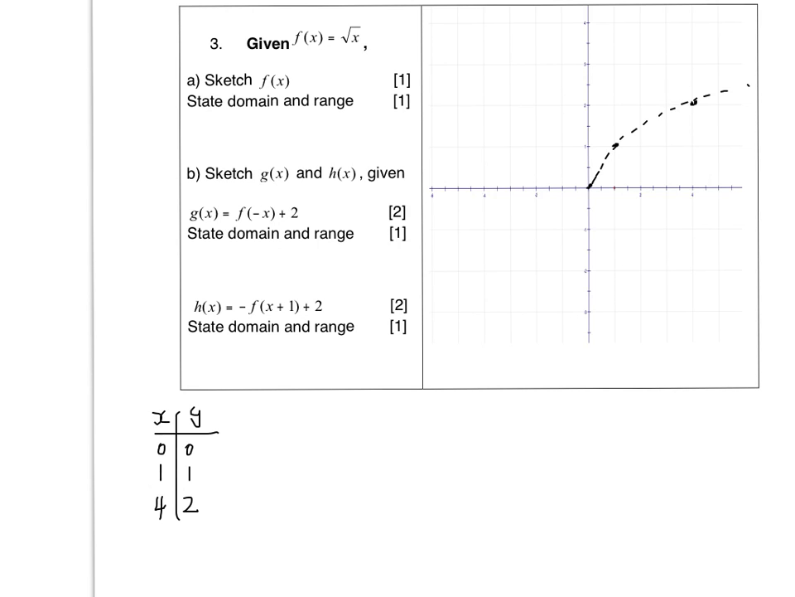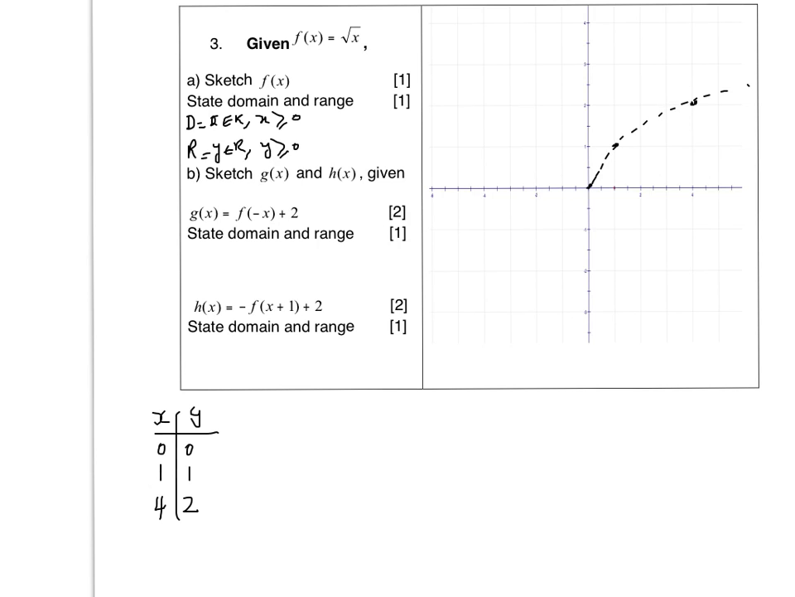The next one says if g of x is f of negative x plus 2. Oh, before I do that one, let's talk about the domain and range here. You can see that for the base function, the domain is x in R, and x has to be greater than or equal to 0. The range is y in R, and y has to be greater than or equal to 0.